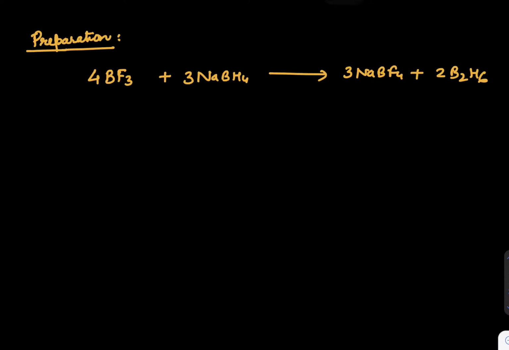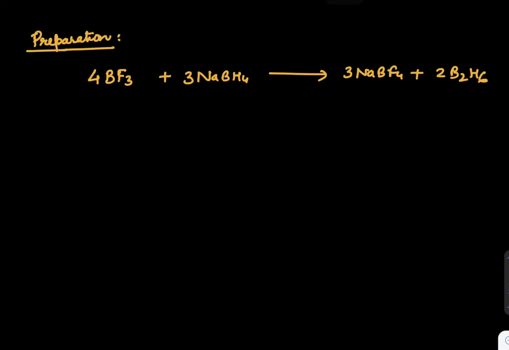Diborane is prepared by the reaction of boron trifluoride with NaBH4, sodium borohydride. This is one method. Boron trifluoride, if you balance it, it will be 4BF3 plus 3NaBH4 giving you 3NaBF4 and 2B2H6. So this is the reaction of boron trifluoride on compound NaBH4, and that gives us formation of diborane B2H6.